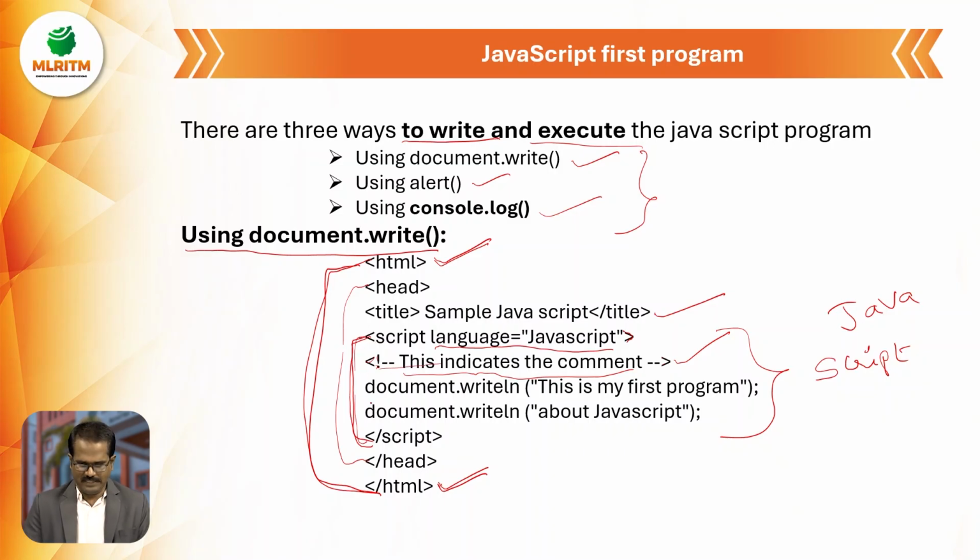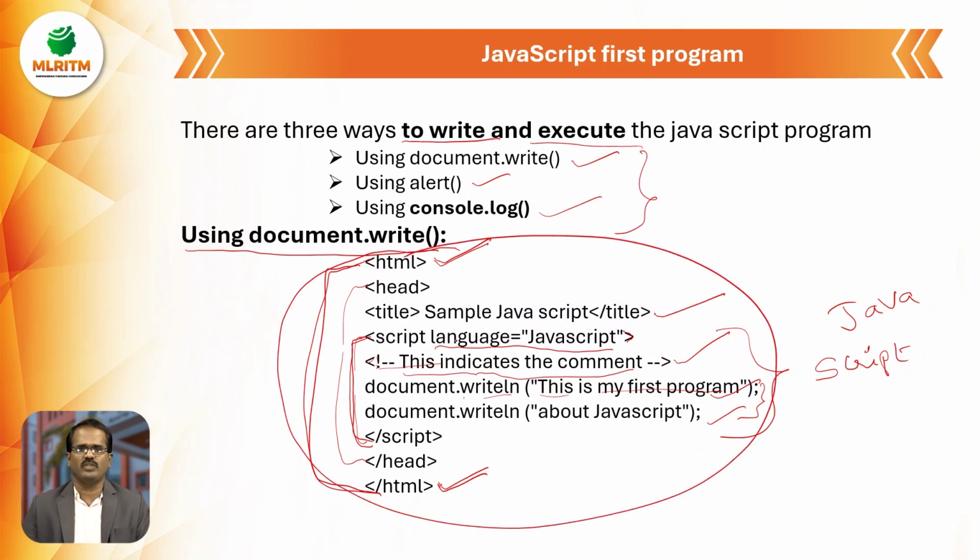After writing this comment, I included only two executable lines, that is document.writeln, "This is my first program." Whatever text you write here is displayed on the screen or web page by the writeln method. What is the importance of the document.write method? With the help of this method, we are able to write whatever message we put here. Here we have only two executable statements, that is document.writeln "This is my first program" and document.writeln "about JavaScript". Actually, this is the HTML program.